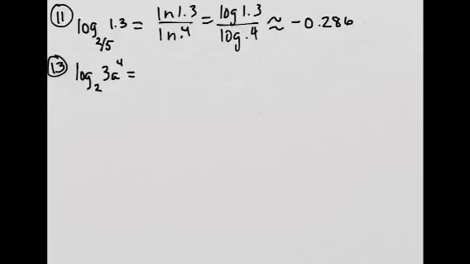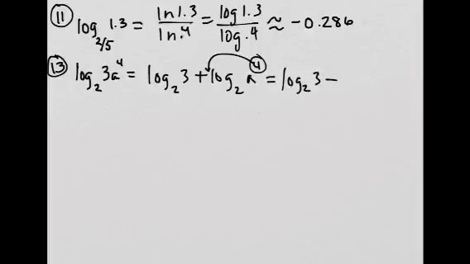For number 13, we're expanding the log. So I see here a product. So I'm going to separate that as the sum of the logs with a base 2. So log base 2 of 3 plus log base 2 of 8 to the 4th. Now that 4 is going to become the coefficient of that log. So you get log base 2 of 3 plus 4 log base 2 of a. And that's as much as we can do.